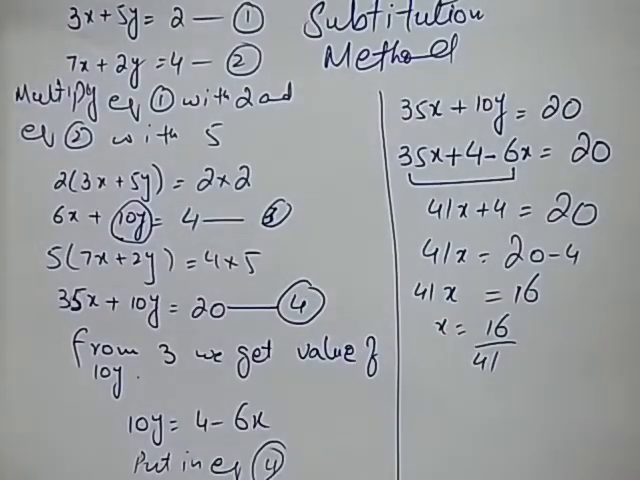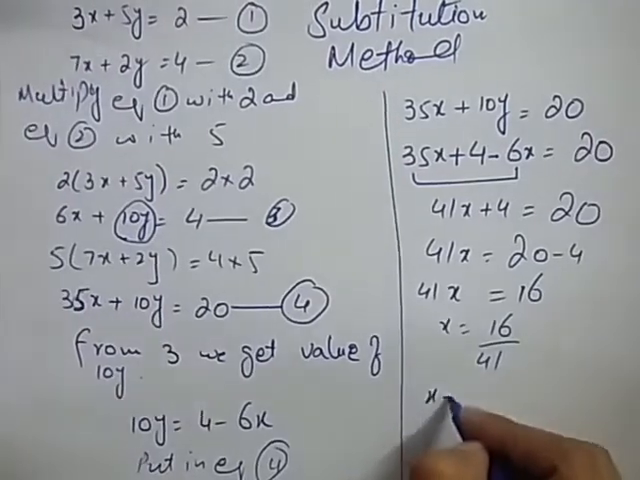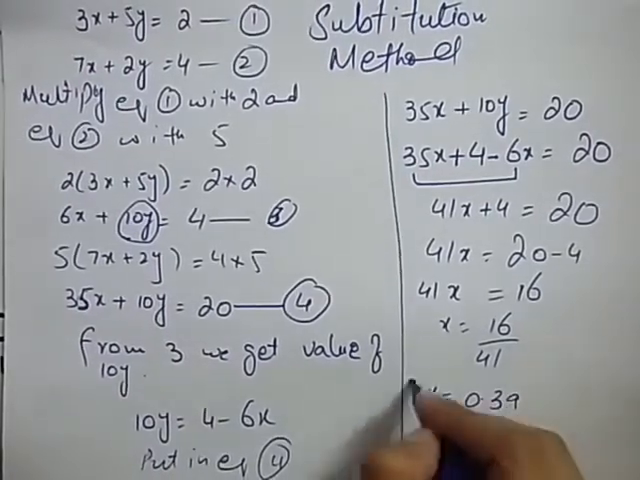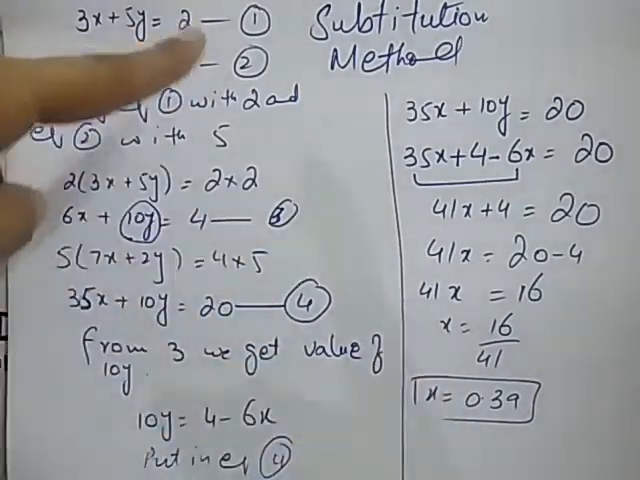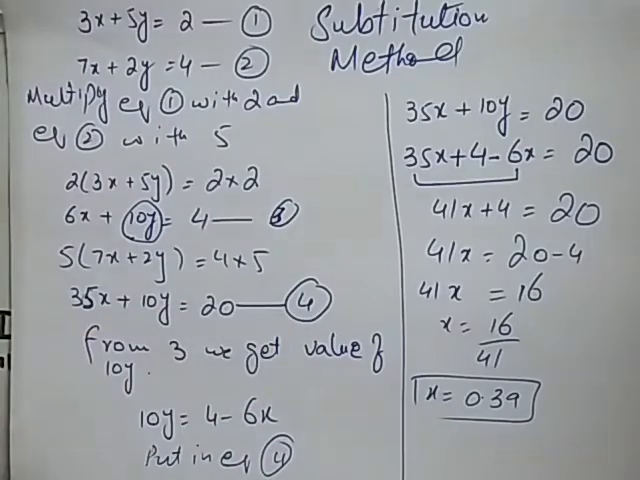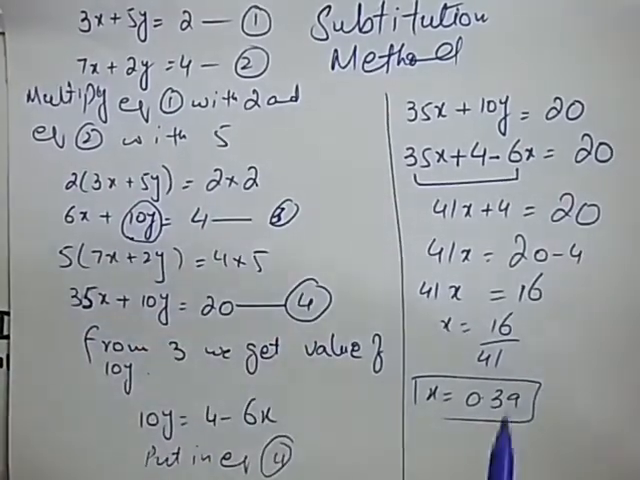If you want to keep the value in the form of a fraction, it's up to you. If you want to convert it into decimal, then you can. Then 16 divided by 41, the answer is x equal to 0.39. Only 2 digits are to be taken after the decimal. Now it's up to you whether you want to put the value of x in equation number 1, 2, 3, or 4. You can put it anywhere.